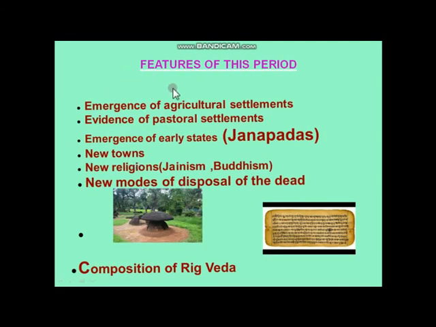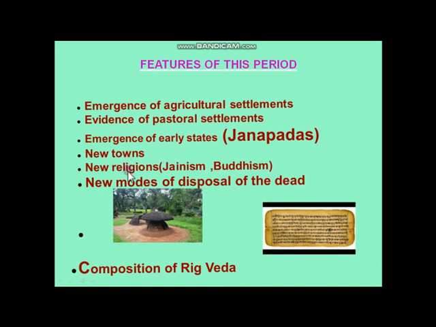Let's see the features of this period. Agricultural settlements emerged during this period, and there was also the evidence of pastoral settlements. A very important feature of this period is the emergence of early states known as Janapadas. The term Janapada: Jana means people, Pada means foot. So the term Janapadas indicates the land where the people or Jana set their foot. New towns sprang up.